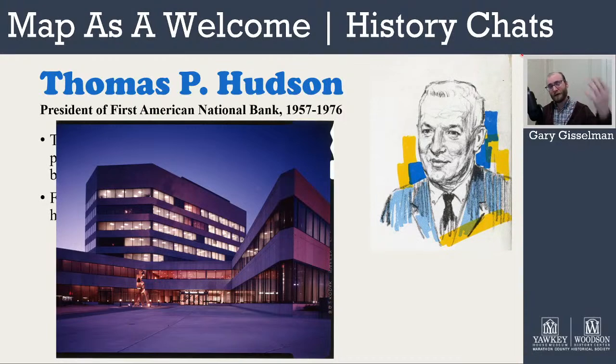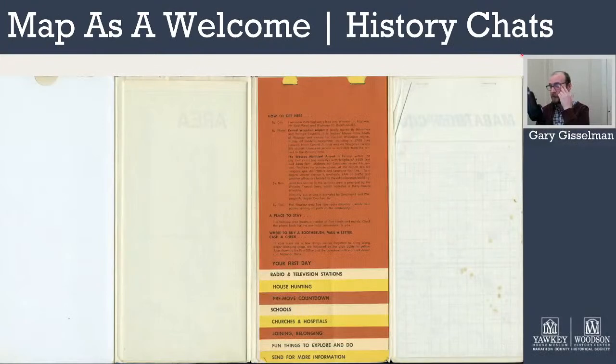Eventually, First American National Bank is bought out by M&I, and then BMO Harris. So they don't have that Native American head in their logo anymore, which is fair. That's kind of what happens. Anyway, let's get back to the map.